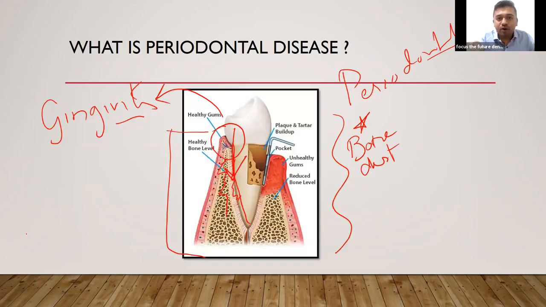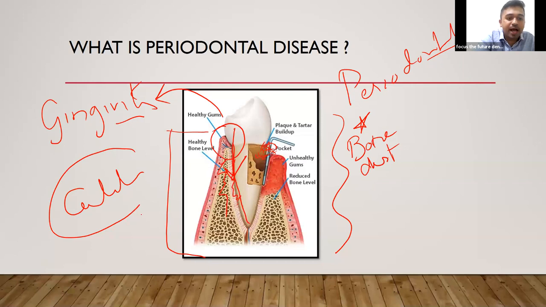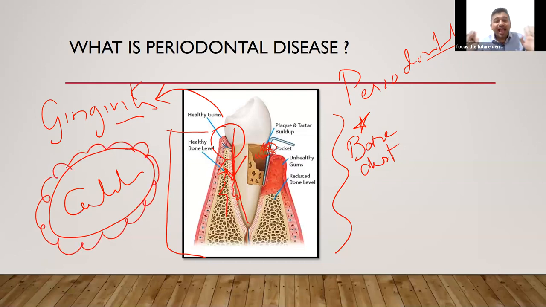Okay, so let me just go back. Here, this is where all the plaque and calculus is. Now, what is the function of calculus? Calculus, if it is there, will help in retaining the plaque around it. As such, it will not cause any damage to us because it is a calcified structure. It will not have any bacteria which will cause damage to us. But the calculus will aid in accumulation of plaque around it.